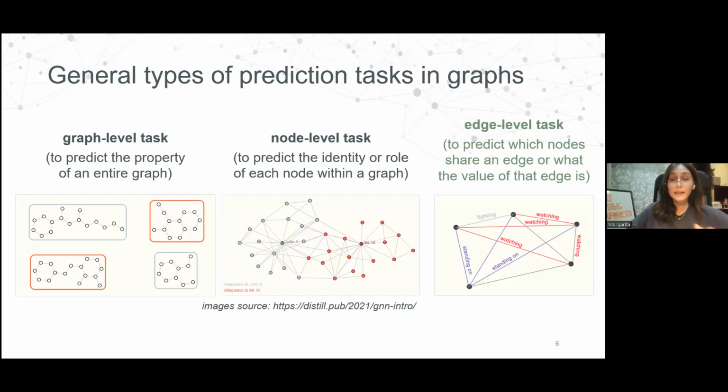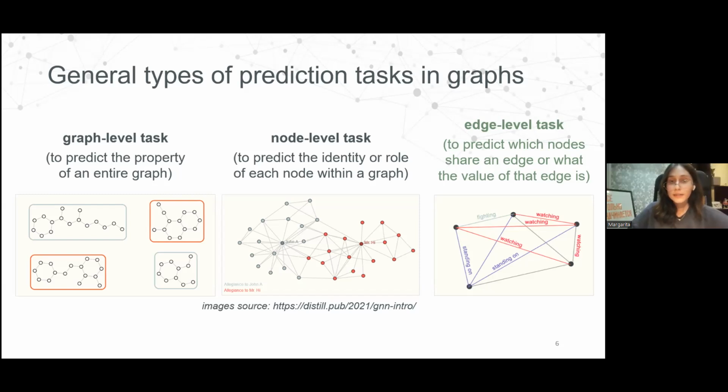The next slide. Before I dive deeper into my study, I need to mention that in practice, we encounter 3 types of tasks in a graph, and you can see them on the slide. That's graph level task, node level task, and edge level task. In a graph level task, our goal is to predict the property of an entire graph. For example, for a molecule represented as a graph in the left picture, we may want to predict its property, namely, if it contains 2 rings or doesn't.